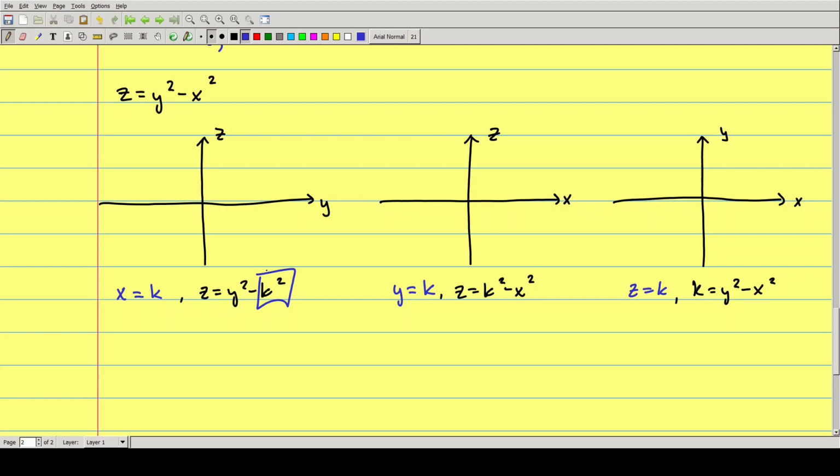All right. So that's why we use k. We want to remember that hard K sound, it's a stand-in for some fixed but arbitrary constant. So because it's y squared minus a number, this thing is actually a parabola. And what that k value does is tell us where we cross the z-axis.